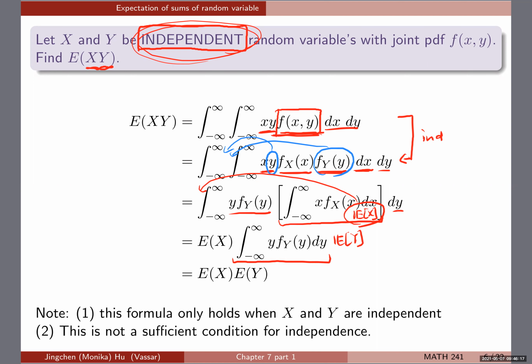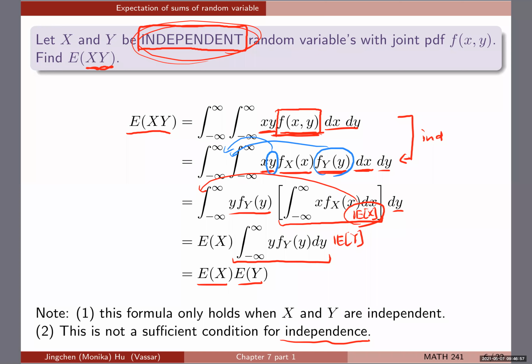So a couple of notes here. The first one is, like what we were saying earlier, this formula only holds when they're independent, okay? But also this is not a sufficient condition for independence, okay? Meaning that sometimes you might have the expectation of x times y indeed become the product of the expectations, but that doesn't say that they're independent, okay? The sufficient condition for independence, if you remember, is that their joint PDF can be broken down into the product of the marginal PDFs, or like the joint CDF can be broken down into the product of the marginal CDFs, okay?